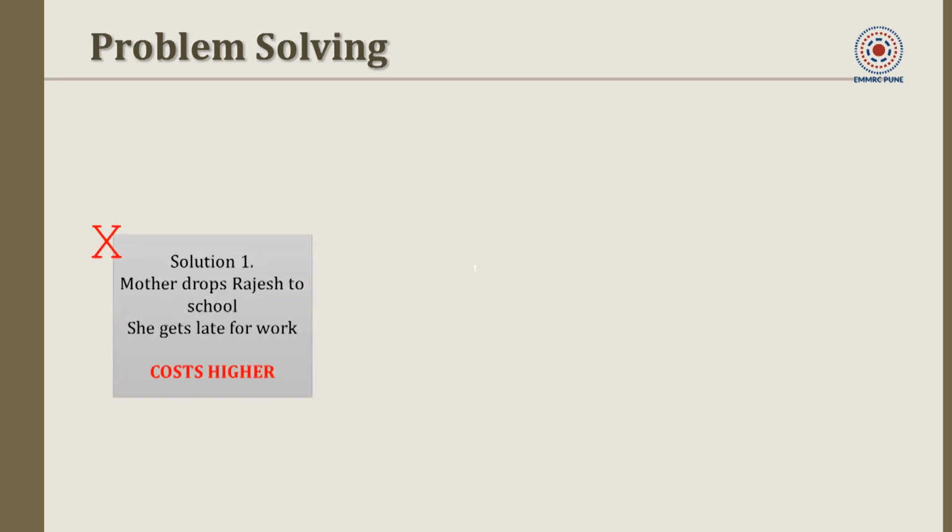Instead of the school bus, Rajesh's mother drops him to school. However, this would mean that she will get late to work herself. Here, the costs involved are too high for this to be a good solution.